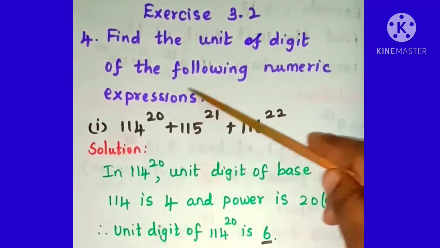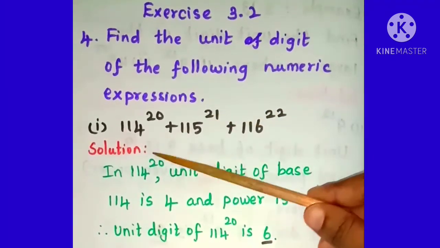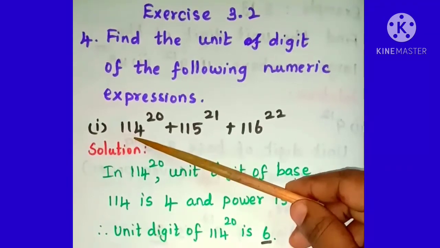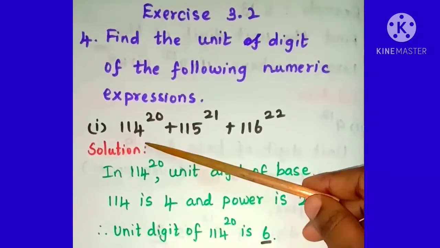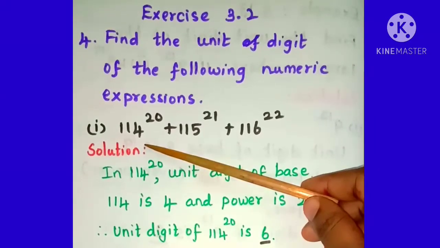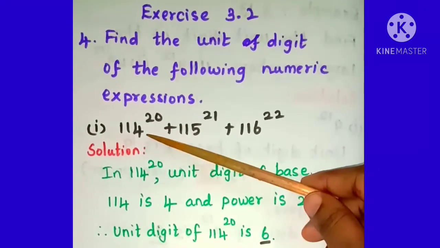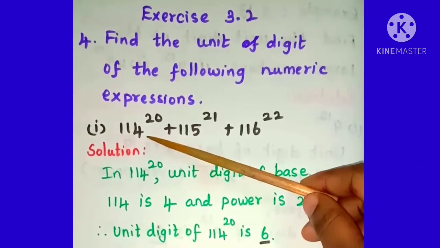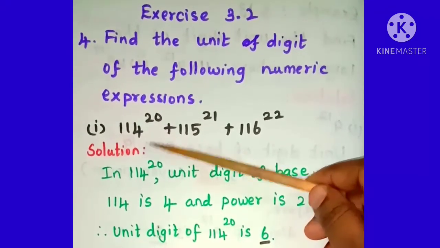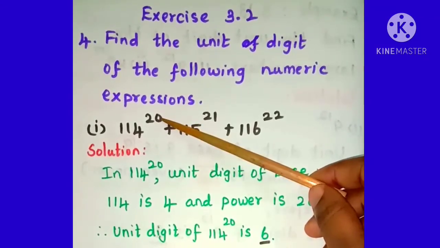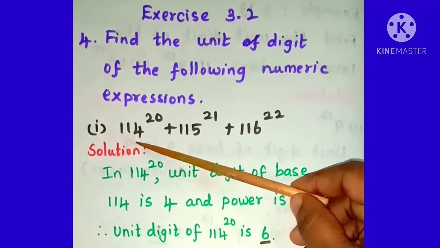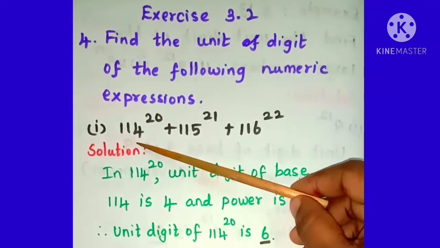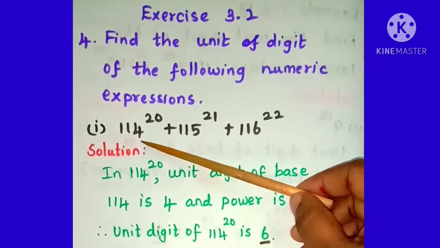Find the unit digit of the following numeric expression. So students, note that 114, 115, 116 are the bases. Here we know that for the base ending with 4, the unit digit of the expanded form will be 6 when the power is even.